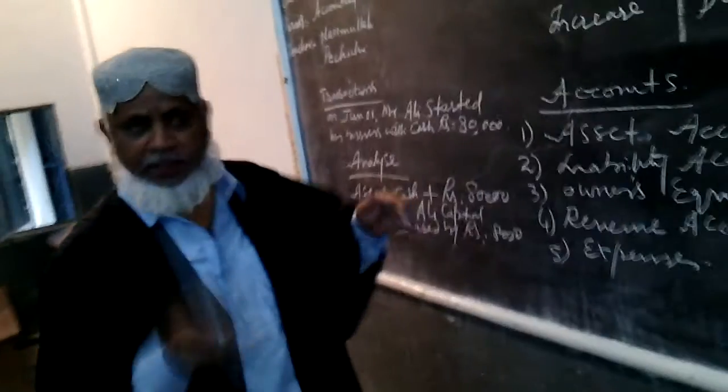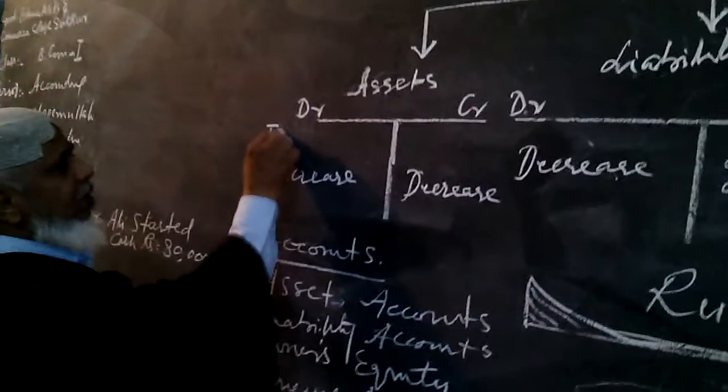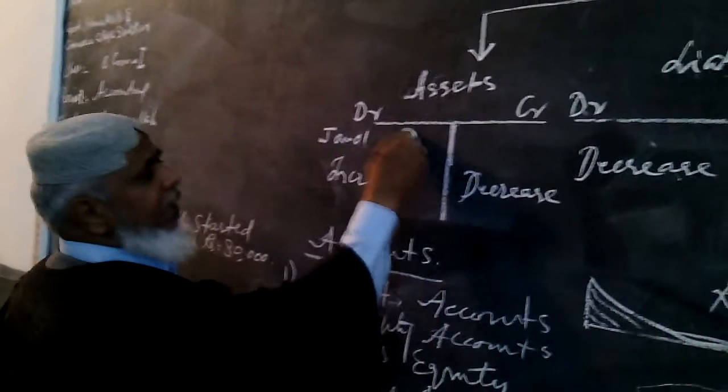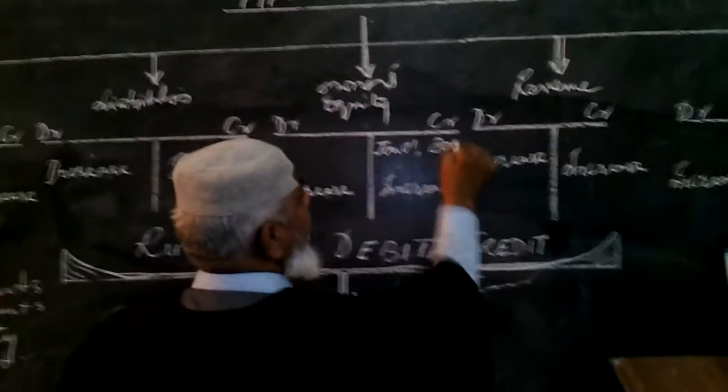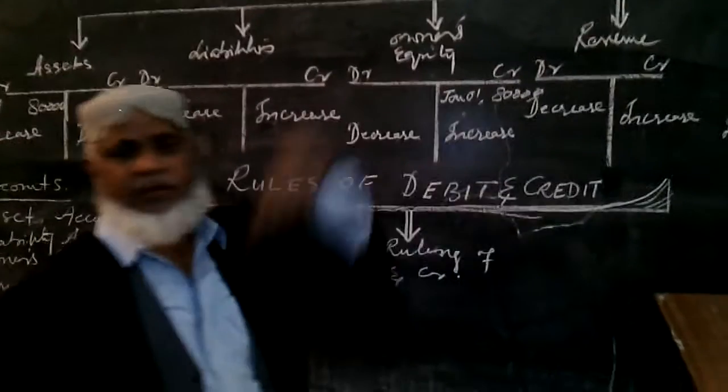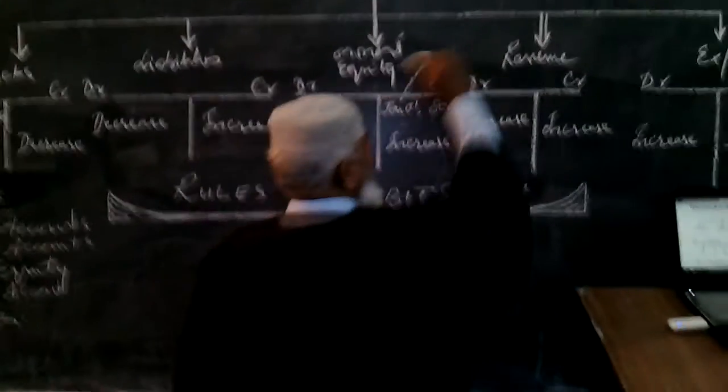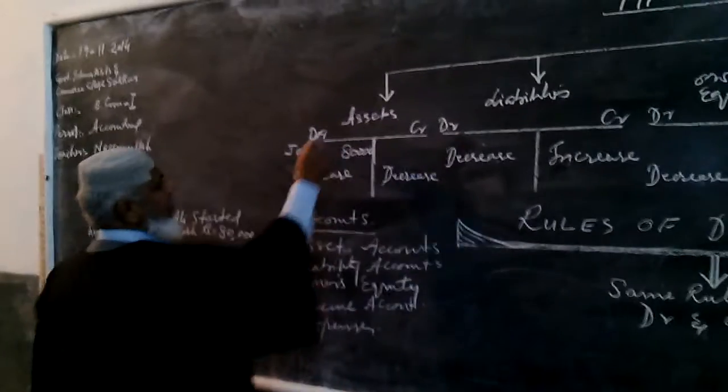Now as per the ruling, an increase in an asset account is recorded on the debit side. So on January 1, 80,000 you record on the debit side, and to the capital account on January 1, 80,000, because an increase in owner's equity is recorded on the credit side. We have recorded it to the credit side, and the other to the debit side.